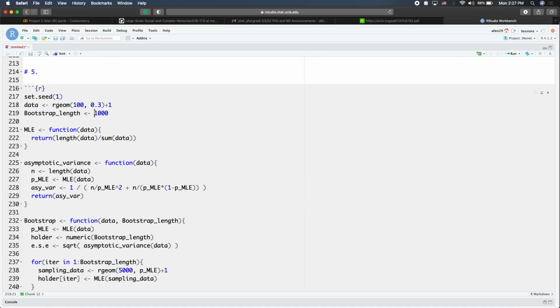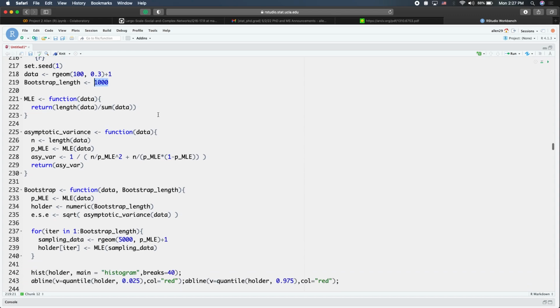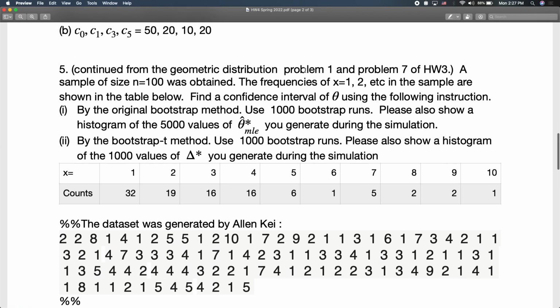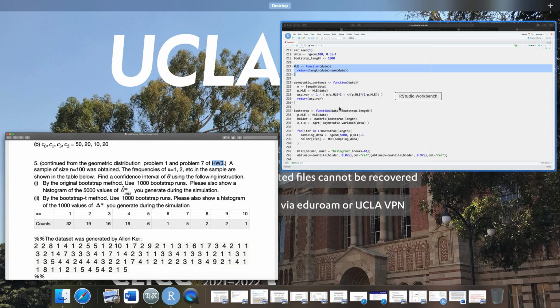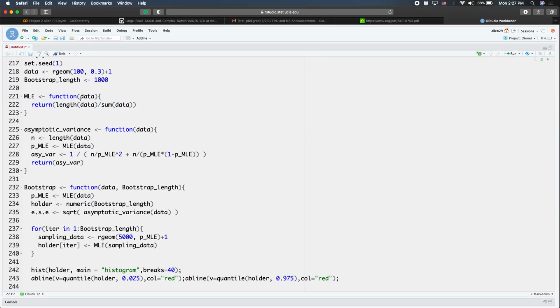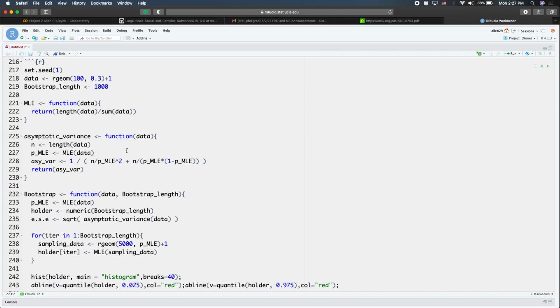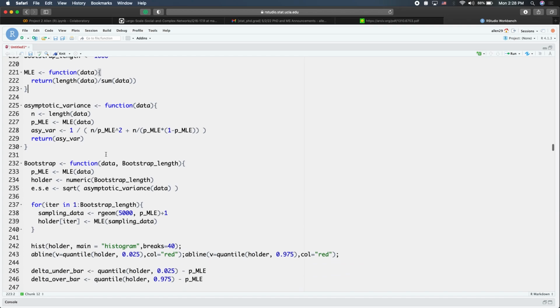So here are the data points, and we are asked for 1,000 bootstrap runs. And here we have the MLE for the geometric distribution. This is what you did for problem 1 and 7 on your previous homework 3, so you should have the same formula as this one. This is what you derived last time, and here we're just going to use it directly. Also, I think you derived the asymptotic variance in homework 3, and we are directly using that here. This time we're just using R code to calculate that directly.